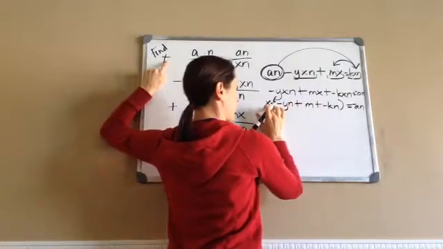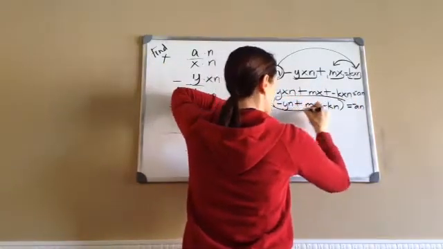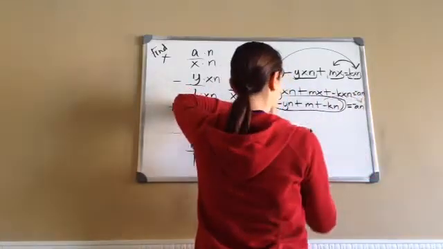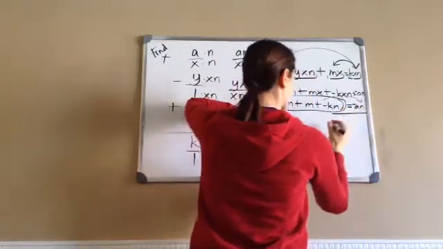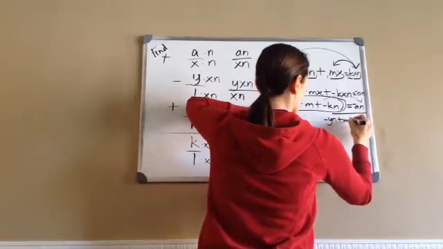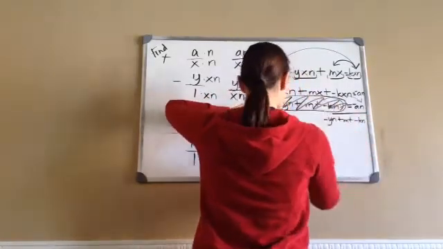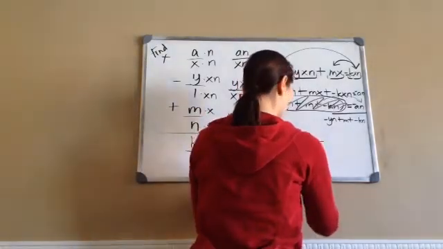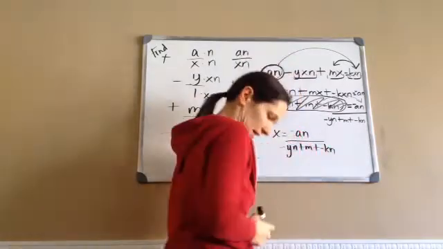And if we want to get the x by itself, then we have to move this all times all of that. And when we move it across the equal sign, the opposite of timesing is dividing. So we divide this by this. So it becomes negative yn plus m plus a negative kn. So the final answer: x equals negative an all over negative yn plus m plus negative kn.